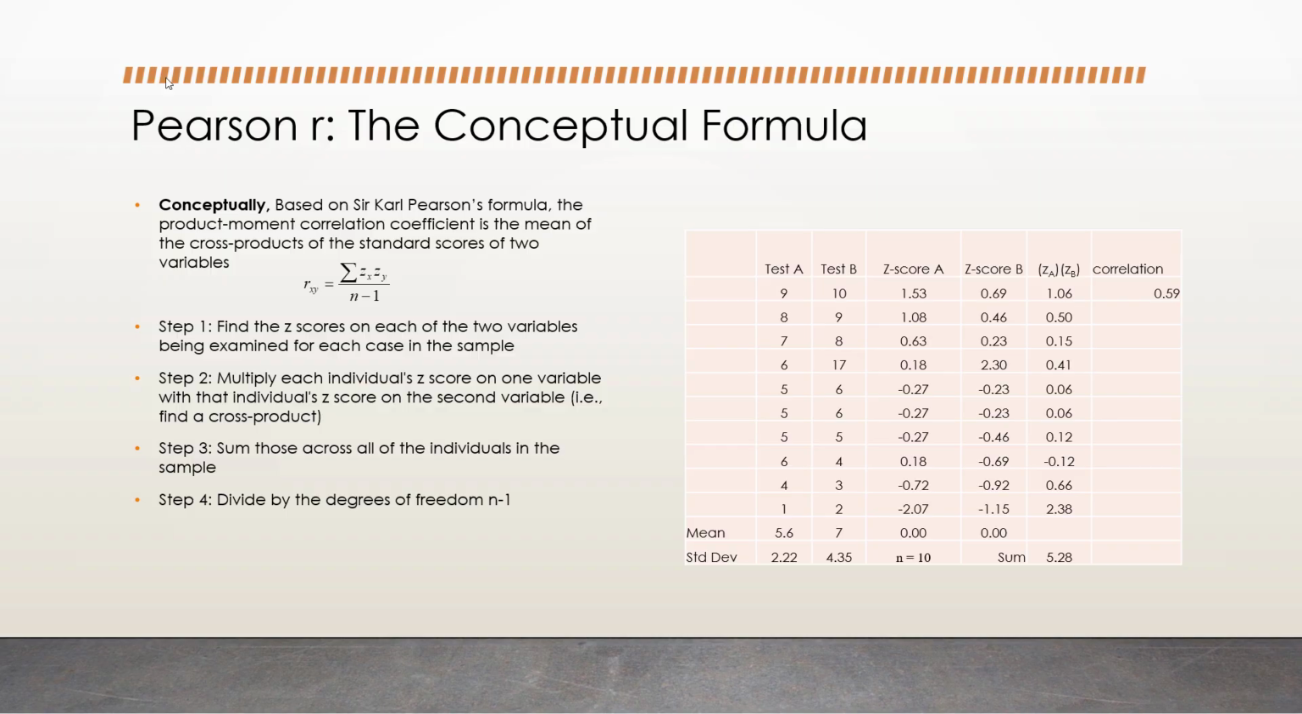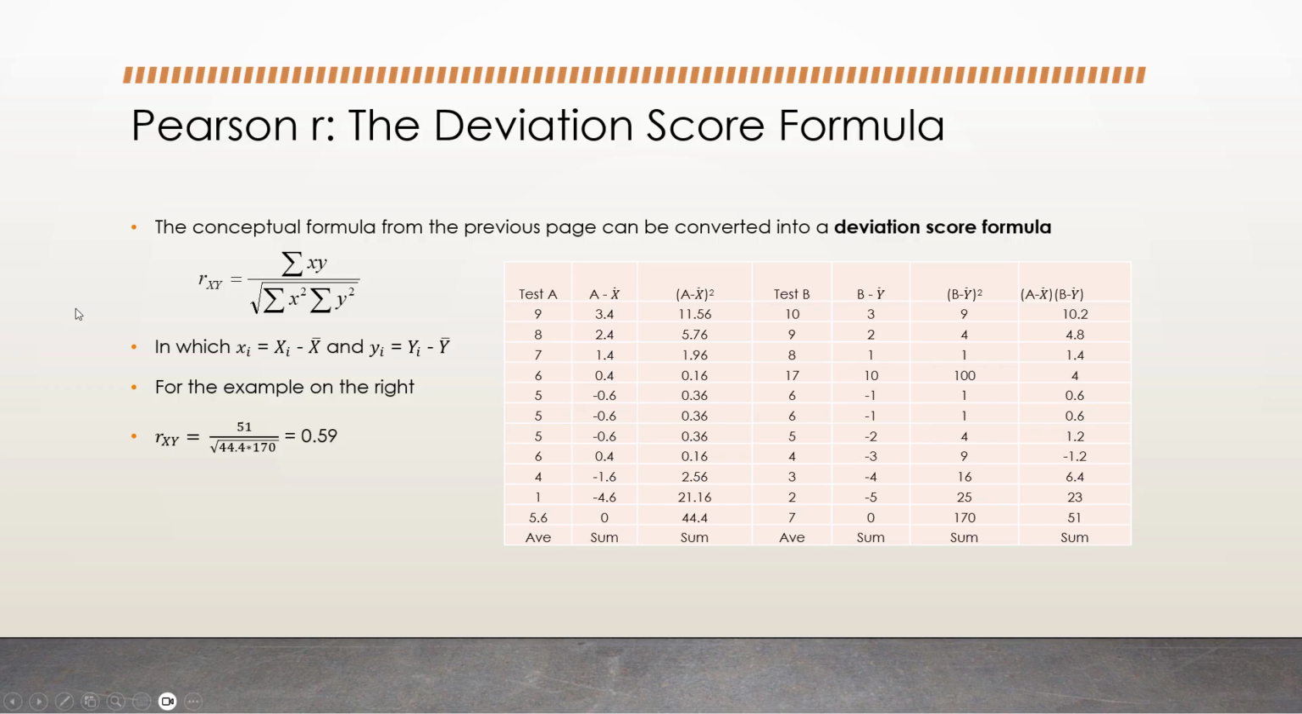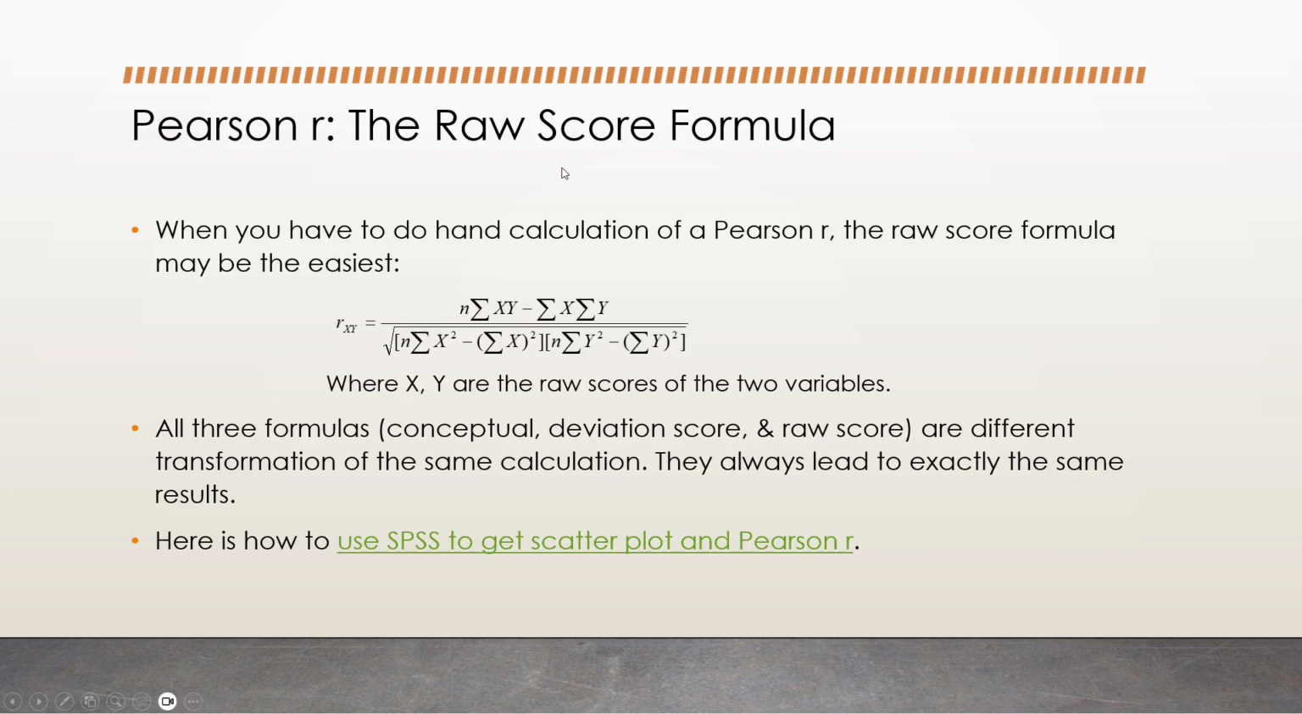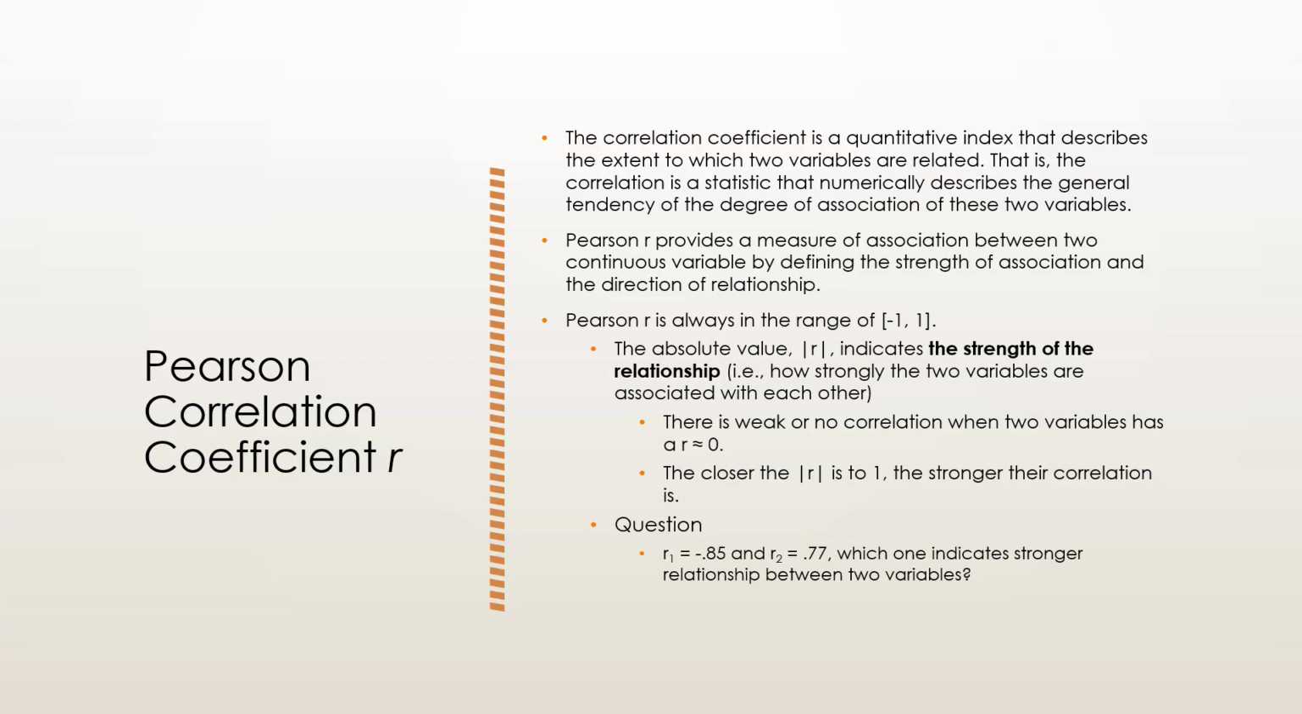The conceptual formula can be transformed into two different routes for calculating the Pearson correlation: the deviation score formula and the raw score formula. Since it takes only a couple of clicks to get the value in SPSS, I will skip the calculation details. What's important for you to know is that the correlation coefficient R is a quantitative index that describes the extent to which two variables are related.